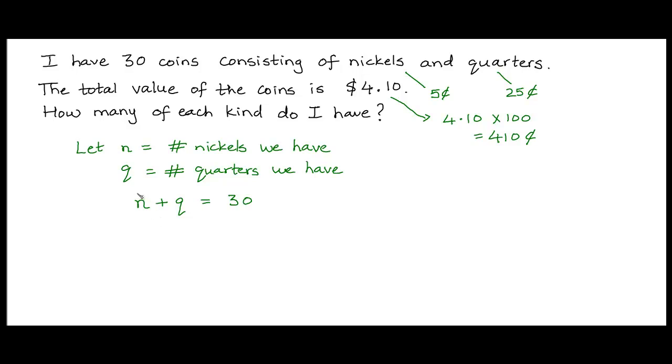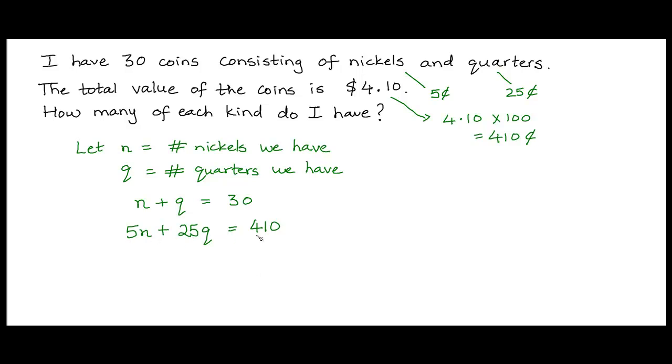So if we have N nickels, then the total value of the nickels would be 5 multiplied by N. And if we have Q quarters, then the total value of the quarters would be 25 multiplied by Q. So the total value of the coins would be the total value of the nickels plus the total value of the quarters, and that is given to us to be 410 in cents.